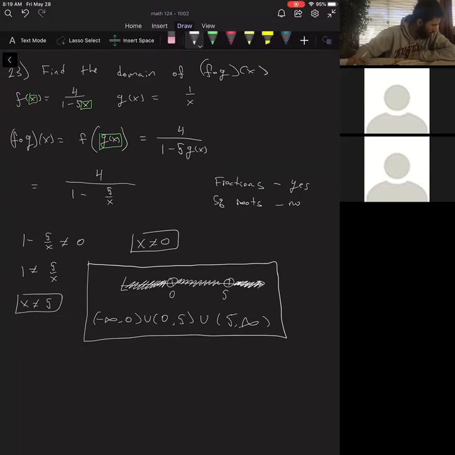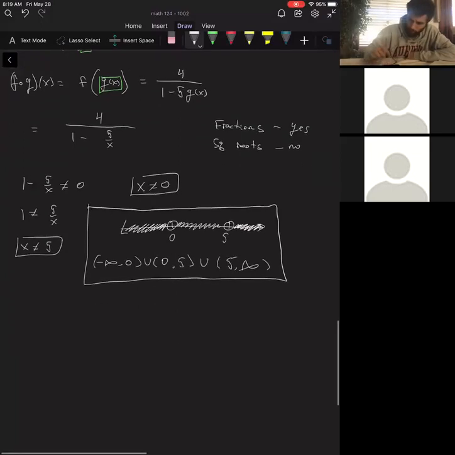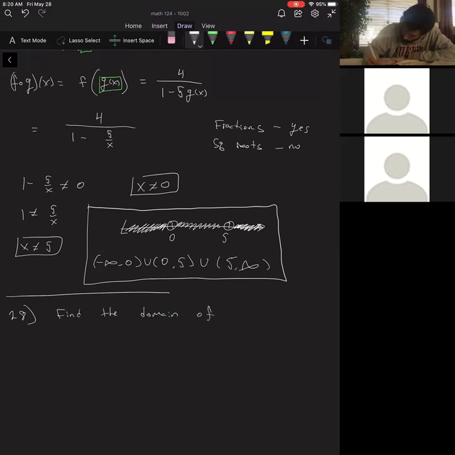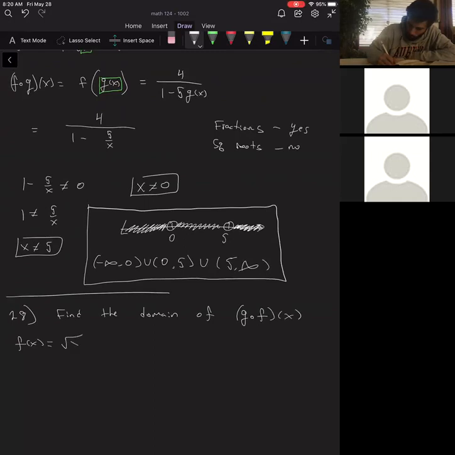Maybe 27 or 28? Let's do 28. So we're going to find the domain of g of f of x. Here f of x is equal to square root of x, and g of x is equal to 2 minus 3x.